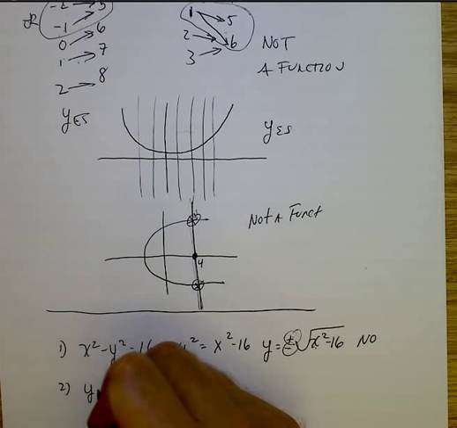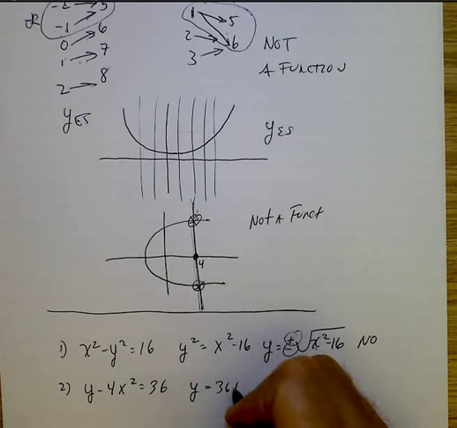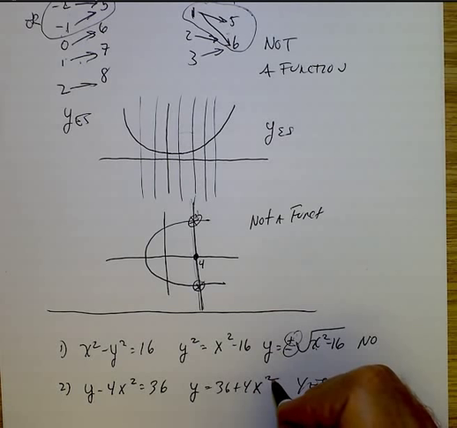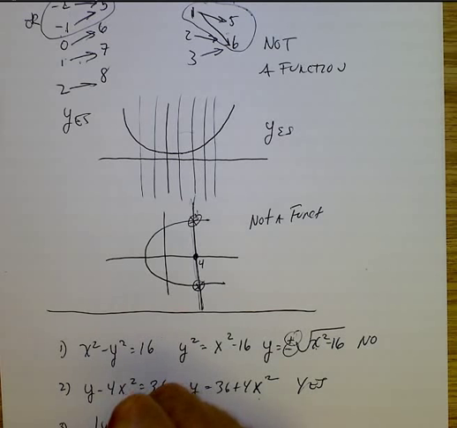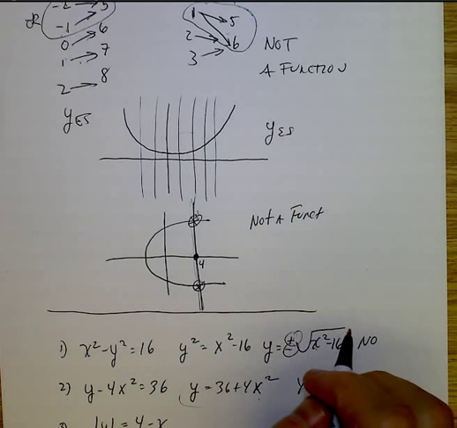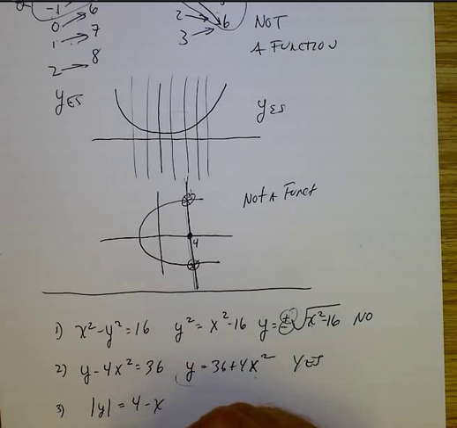y minus 4x squared equals 36. Well, that's y equals 36 plus 4x squared. This is a function. No matter what value of x I put in, whether it be negative or positive, I'm only going to get one y. So it's a function. If you weren't sure, graph this and look to see if it passes the vertical line test. Okay, another tricky one might be the absolute value of y equals 4 minus x. Well, for each value of x, in this case, I can get two values of y, because whether my output is negative or positive, because I'm taking the absolute value, I get two answers. This is not a function.